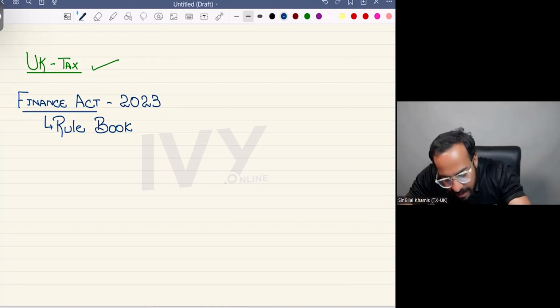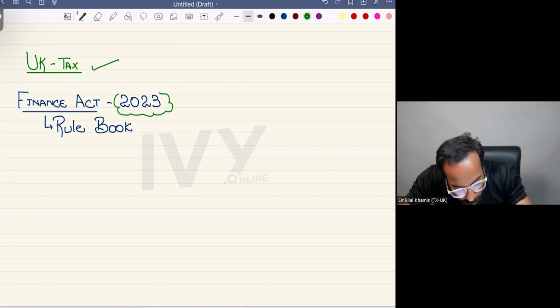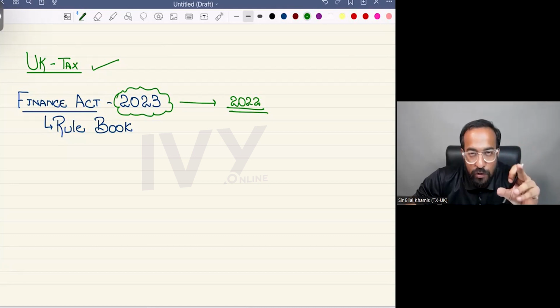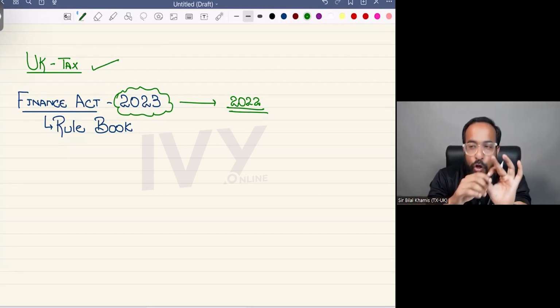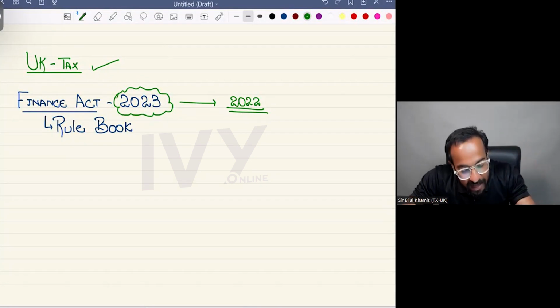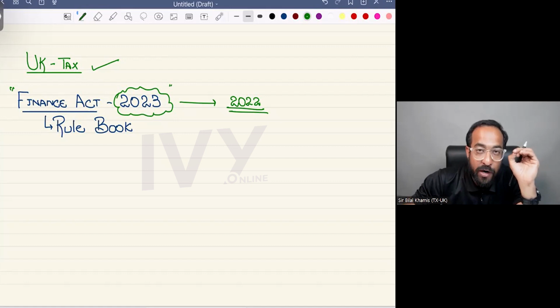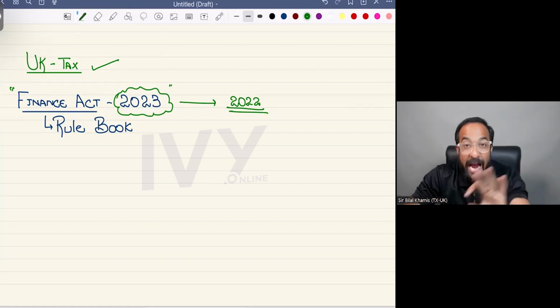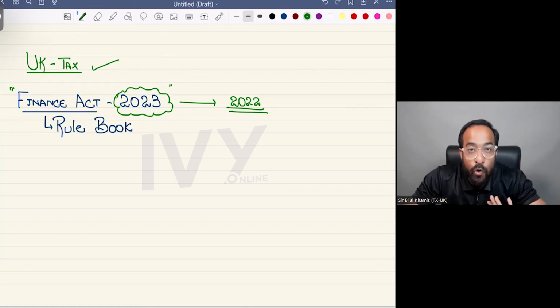Now, this date is very important. You know why? Because previously it was Finance Act 2022. That book had very different rules as compared to the current tax year's Finance Act 2023. So make sure that you use the book in which Finance Act 2023 is written. If you are using a book in which Finance Act 2022 or FA 2022 is written, it is an outdated book. You don't need to use this. You need to use the upgraded book, right?